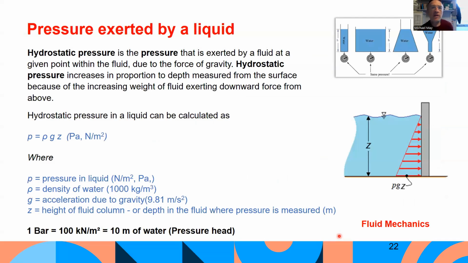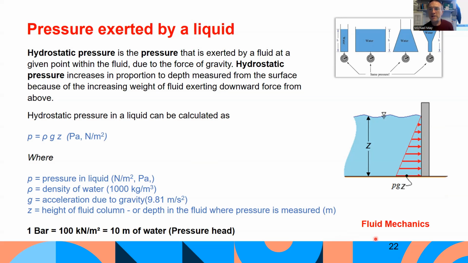Another type of pressure is the pressure exerted by a liquid, and it's called hydrostatic pressure. It's the pressure that is exerted by a fluid at a given point within the fluid due to the force of gravity. Hydrostatic pressure increases in proportion to the depth measured from the surface because of the increasing weight of fluid exerting downwards from above. You dive into the sea, immediately there's a pressure around you. The deeper you go, the more the hydrostatic pressure increases. It'll get to a point where you'll need a protective suit or a protective vessel because the forces will be too high.